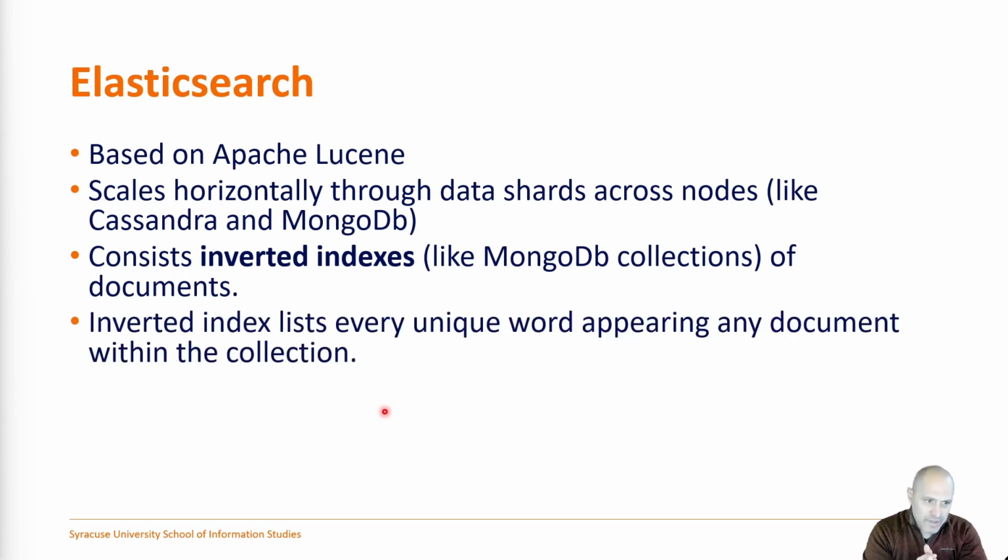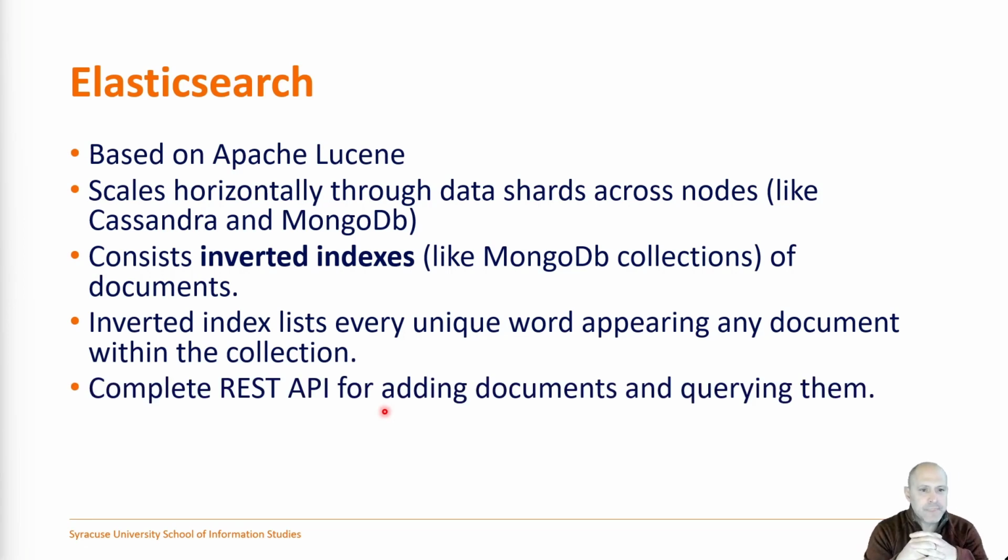Okay, so again, with an inverted index, every unique word appearing in a document within the collection ends up being a key in that index, right? And then that index would refer back to those words. And then there's a REST API that you can use for adding, removing, updating documents, and querying them.